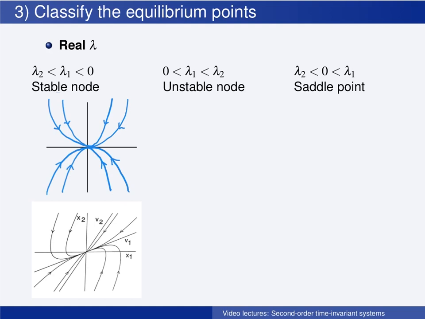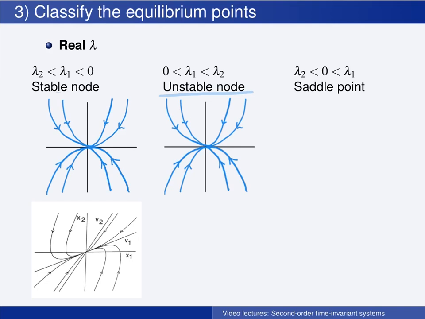So for a general system, the normalized portrait here gets a little distorted, but the qualitative behavior is the same. The trajectories all converge to 0 without oscillations. In the case where both the eigenvalues are positive, the equilibrium point is an unstable node. The phase portrait of an unstable node looks like this.